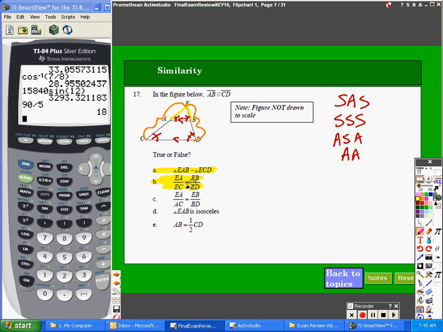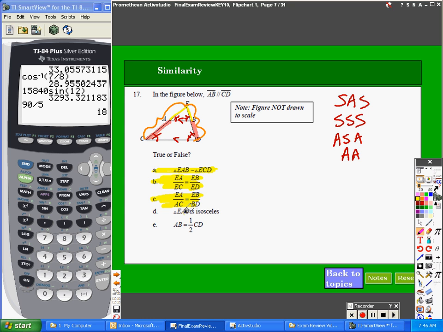All right, let's look at C. We've got EA over AC equals EB over BD. All right, EA, that's already in yellow, over AC, that's this bottom part right here, AC, equals EB, that's already in yellow, over BD. So this is top left over bottom left equals top right over bottom right. And yes, again, I would say that that is true. So C is true as well.